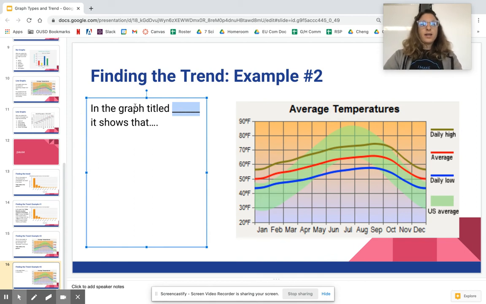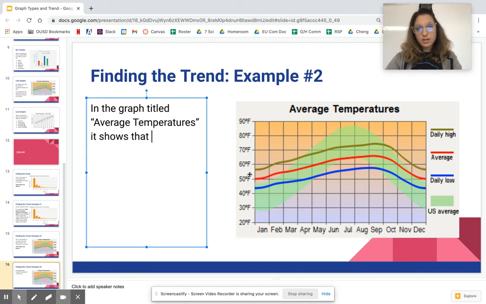Let's start by writing our graph title. So to say the trend, we say in the graph titled, what do I put around the outside? Quotation marks. And then can I write it like this? No, I have to capitalize the first letters. It shows that, so let's see what's being measured. The temperature increases from, here's January all the way until September.